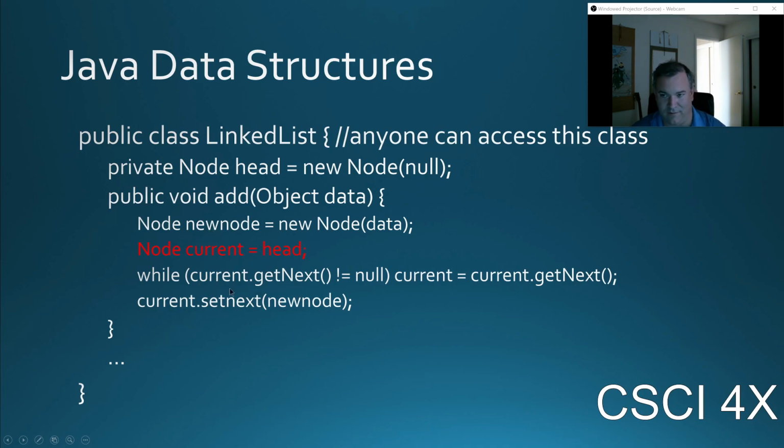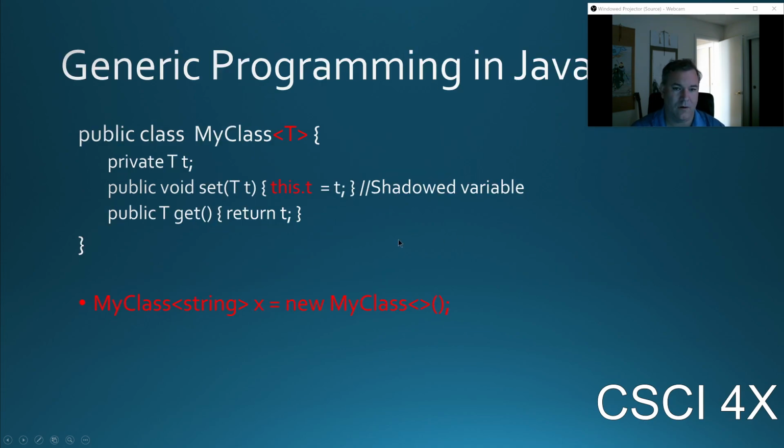Basically, the code works exactly the same way as in C++. While current points to next is not null, current equals current points to next. That's the same code in C++ and in Java. Generic programming works the same way. Angle bracket T. Works fine. So my class, angle bracket string, works exactly the same way, except the syntax is a little different. You don't have to say template angle bracket class T angle bracket. You just do this. And it's now a templated function. Easy. Or templated class. Easy.